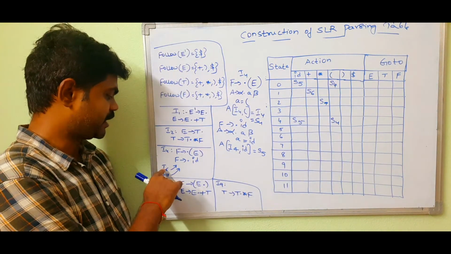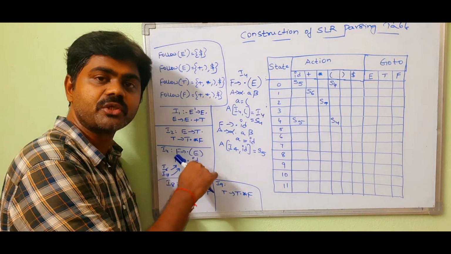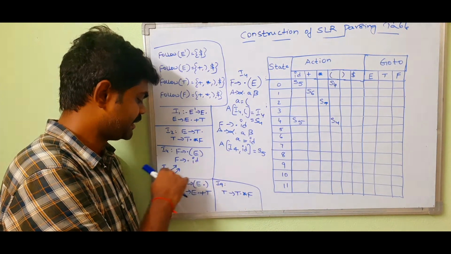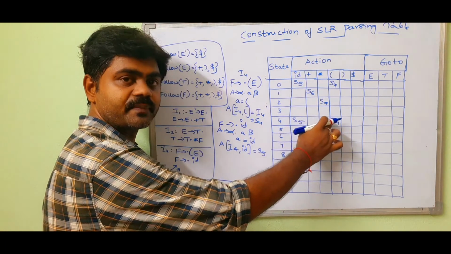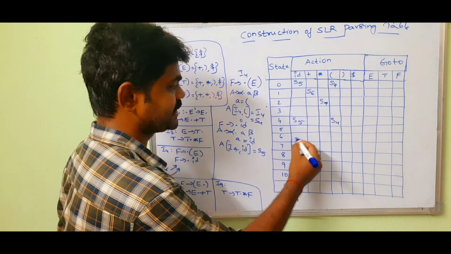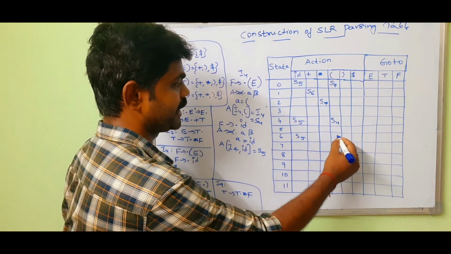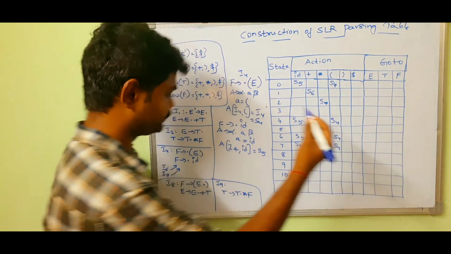Okay, so if you observe, for I6 and I7 also we have the same productions here: F tends to dot E and F tends to dot ID. So for I6 and I7 also we will get S5 and S4. So I am straight away writing for I6 and I7: I6 S5 S4, and for I7 also S5 S4.